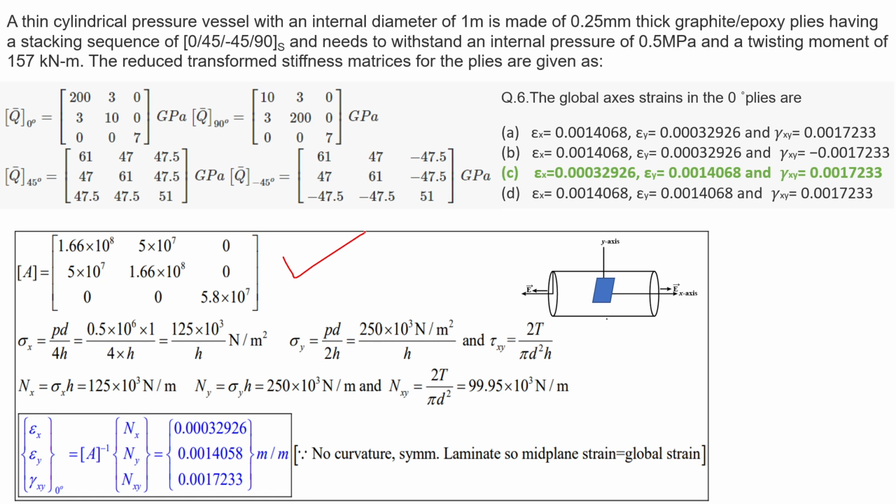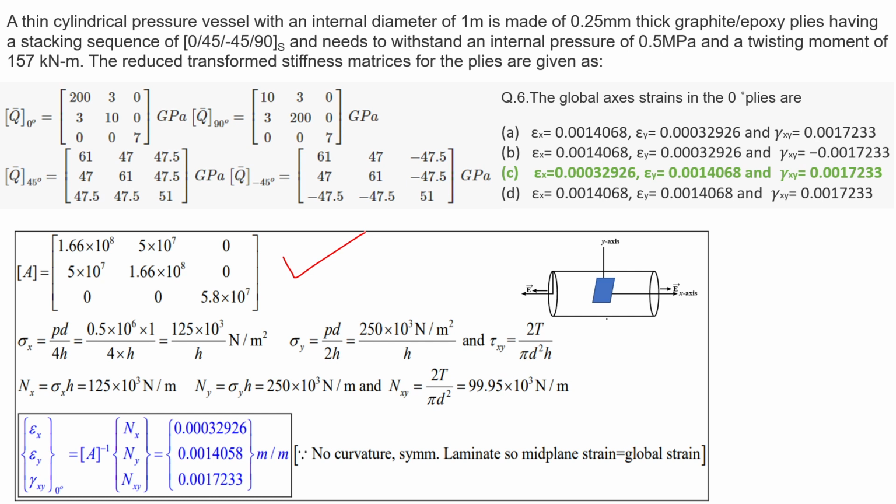So first step is to get the reduced stiffness matrix. Second step is to get the A matrix, because as it is symmetric, B matrix will be equal to 0. So the equation for strain will be the load equal to A matrix into the strain. So now we need the values of the load. So Nx and Ny value.